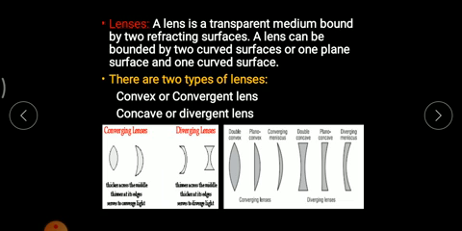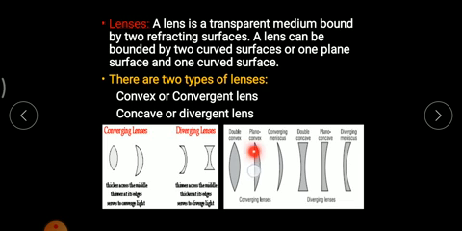Here, as you can see, this image consists of two refracting surfaces. Hence, it is known as a double convex lens. A double convex lens can also be called a biconvex lens. Why is it so? Because bi means two. Since it has two refracting surfaces, it is termed a biconvex lens.